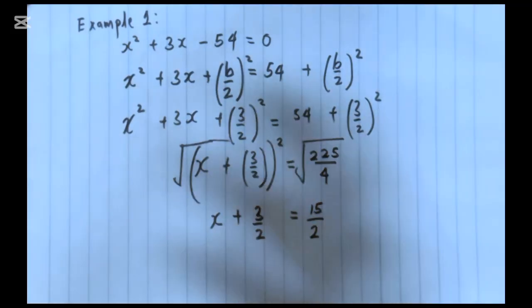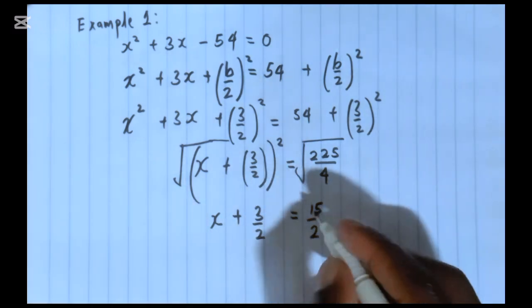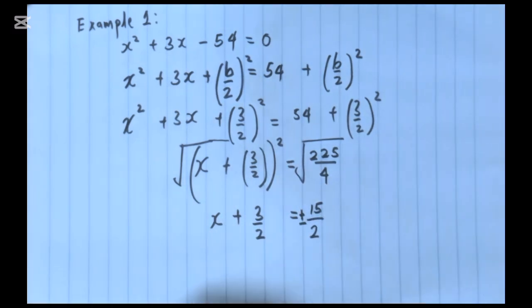So anyway, the square root of 225 all over 4 will actually be 15 all over 2. And then this is going to be positive or negative. Remember, when we talk of square roots, we can always have them as positive or negative. When you talk of 4 as a square, its square root will be positive or negative 2. That means that if you take 2 times 2, you get 4, and if you take negative 2 times negative 2, you still get 4. So that is basically what you're doing here.